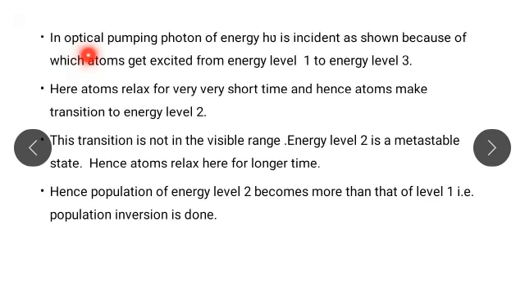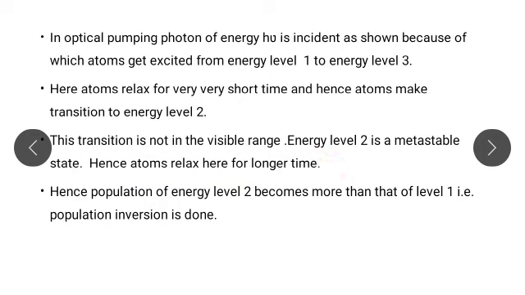Here in optical pumping, a photon of energy h nu is incident, because of which atoms get excited from energy level 1 to energy level 3. Here the atoms relax for a very short time and hence make a transition to energy level 2. This transition is not in the visible range, and therefore energy level 2 is a metastable state and hence atoms relax here for a longer time.